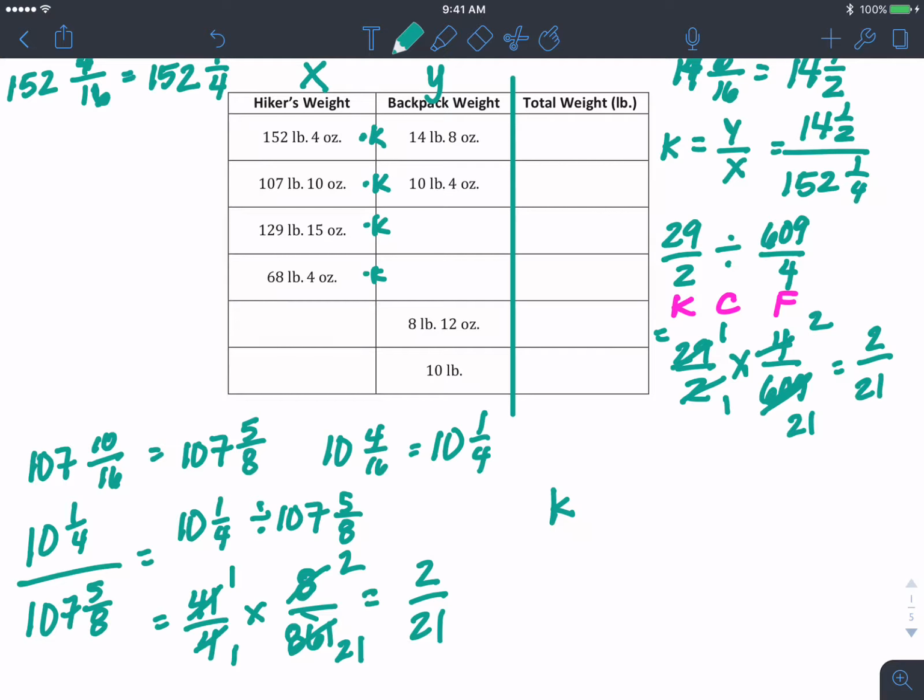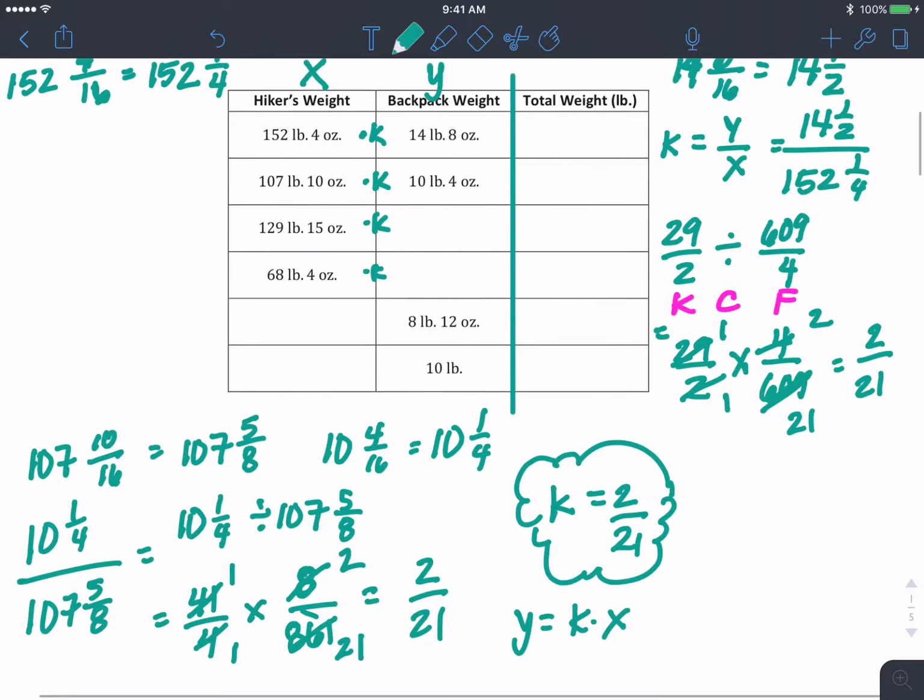So now that we found our k value, we can go through and find our backpack weights. We're using that equation y is equal to k times x. So we multiply all of our x's by our k value to get y, and then we would divide all of our y values that we have by k to get x. So try that, and hopefully that makes sense. Try that and let me know how that goes.